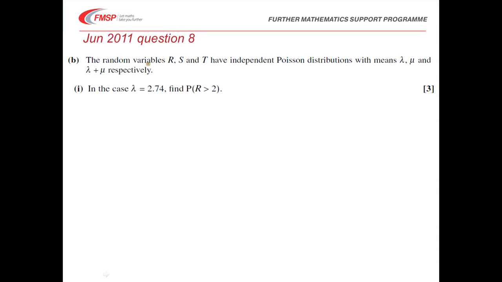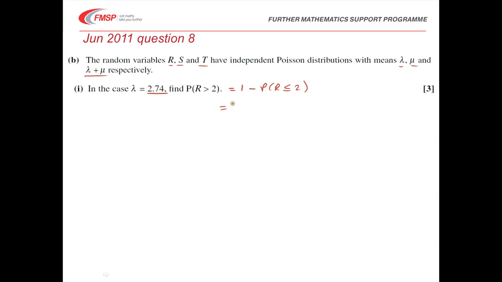Okay, so in the next part of this question, we've got 3 random variables, R, S, and T, and they're all independent Poisson distributions with parameters lambda, mu, and lambda plus mu. And we're dealing with the case where lambda is equal to 2.74. We've got to work out the probability of R being greater than 2. So first of all, you need to realize that that's the same as 1 minus the probability of R being less than or equal to 2. We also need to be aware that 2.74 is not in your tables.